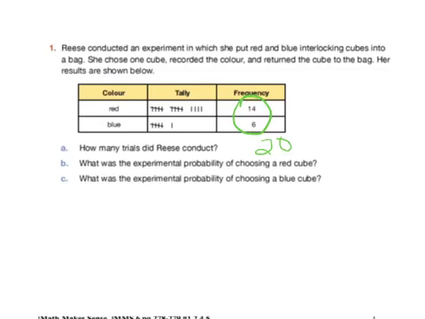What was the experimental probability of red? Well, 14 out of 20. What was the experimental probability of blue? Well, 6 times it was chosen out of 20. What does this tell us? Well, probably she has more red items in her bag than she has blue items. Based on our results here, it looks like she probably even has 2/3 more red as she does blue.